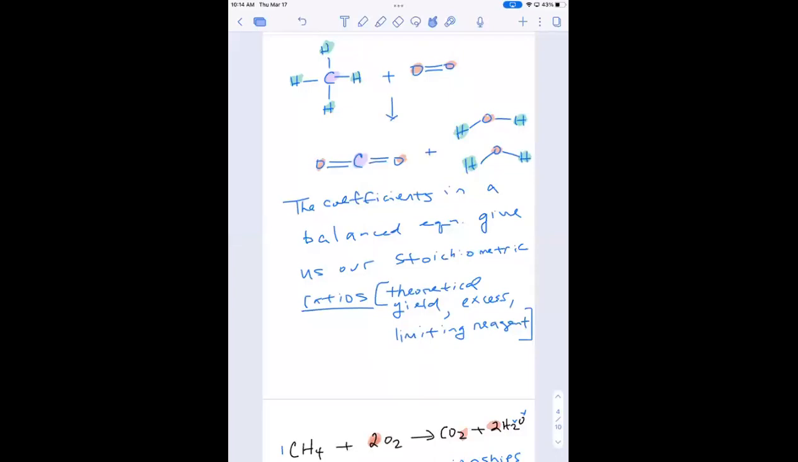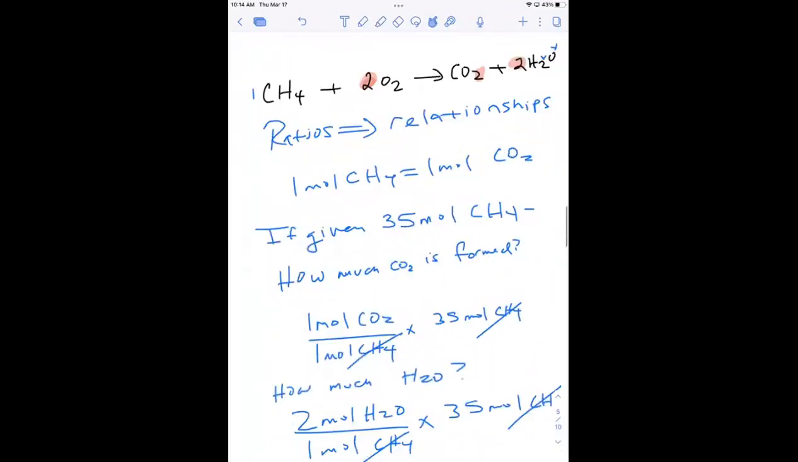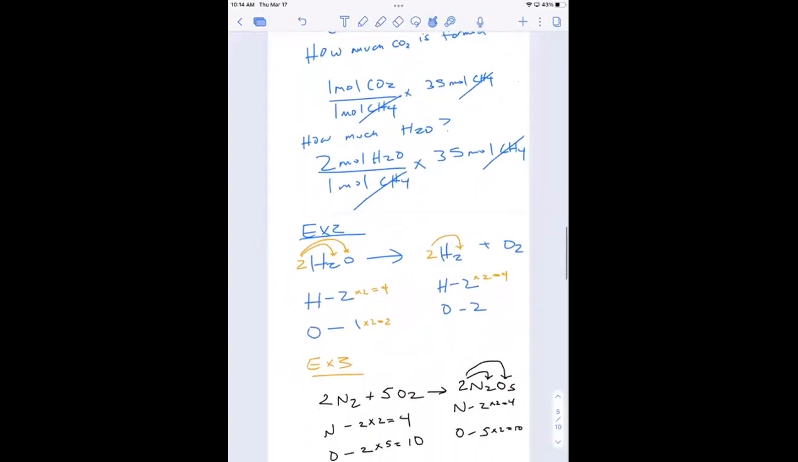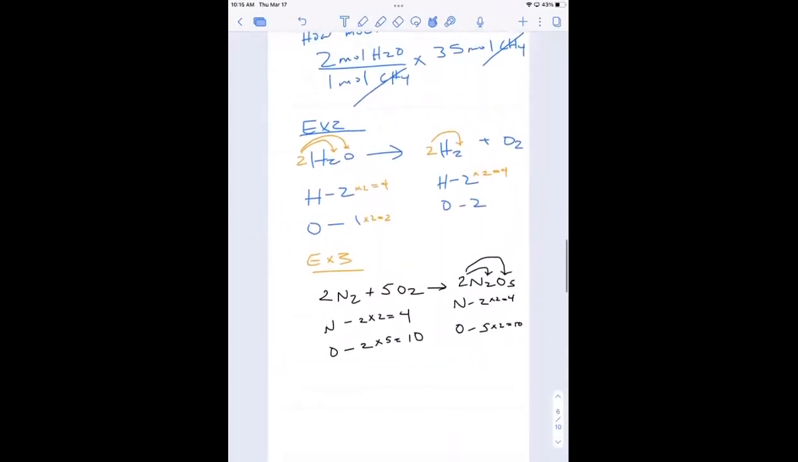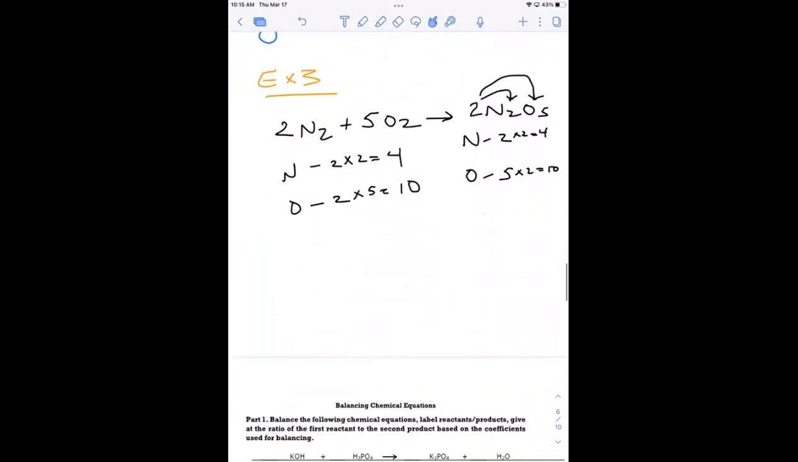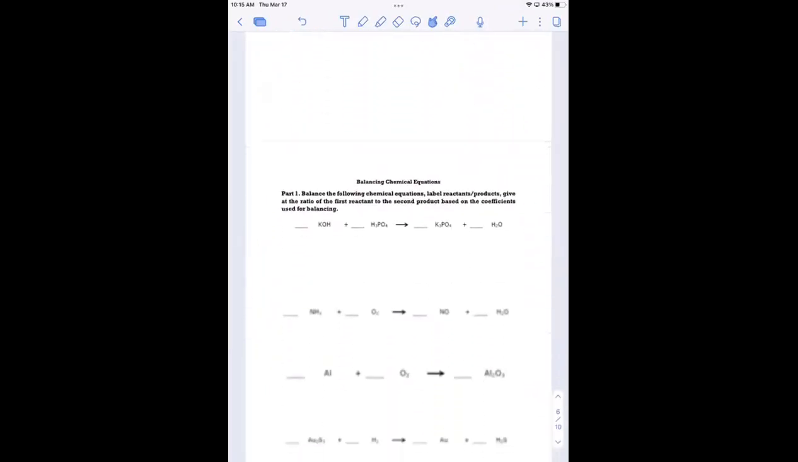quite a bit about this yesterday, and we're going to just keep talking about it. Mainly learning about how to balance, how to interpret the coefficients and things like that. The last thing we talked about was this equation right here where we had N2 plus O2 going to N2O5, and we balanced that out. So let's look at some other examples.